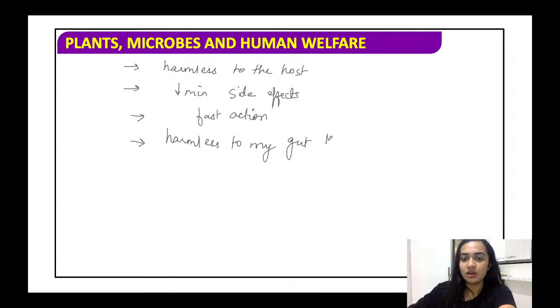And another very important point that it should be harmless to my gut bacteria. All right, so in my gut, that is my digestive tract, I have a whole microbe, or E. coli is surviving in my gut bacteria. There are many types of microbes.